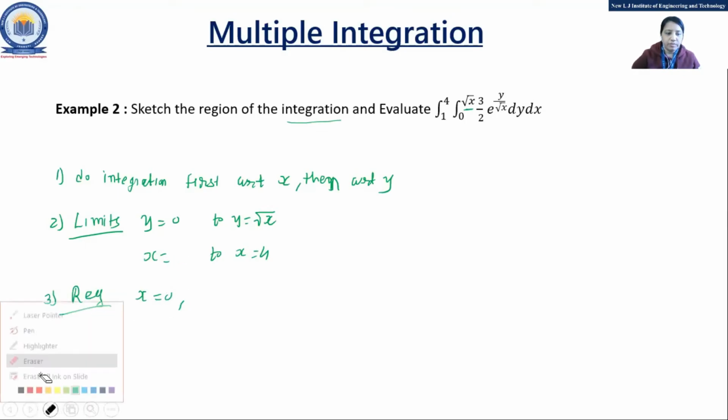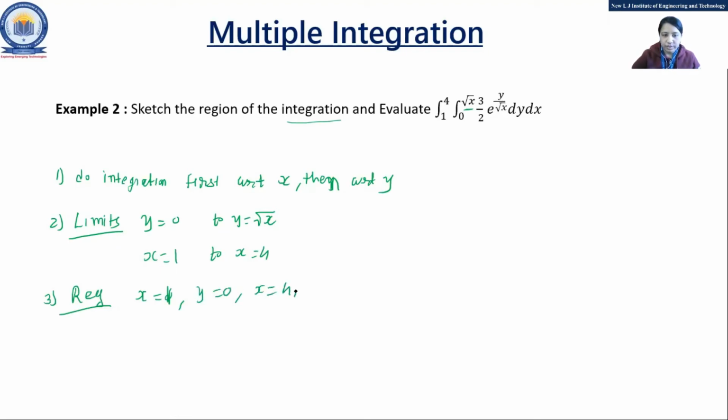x equal to 1. Now our region is for x equal to 1, y equal to 0, x equal to 4, and here y equal to root x, so y square equal to x. So these are the 4 curves of the region.